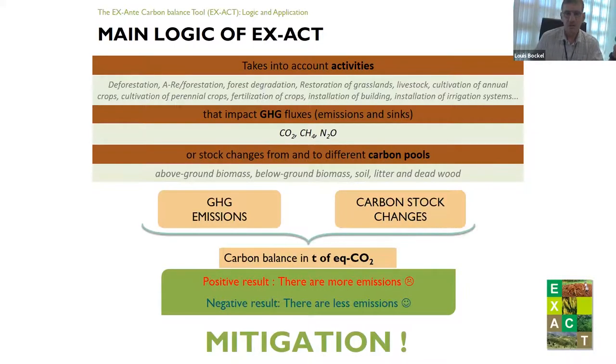So we are looking at both greenhouse gas emission and carbon stock change, and we move to a carbon balance in tons of CO2 equivalent. If this carbon balance is positive, there is more emission, that is bad. If this carbon balance is negative, there is less emission, that is good, that is mitigation.